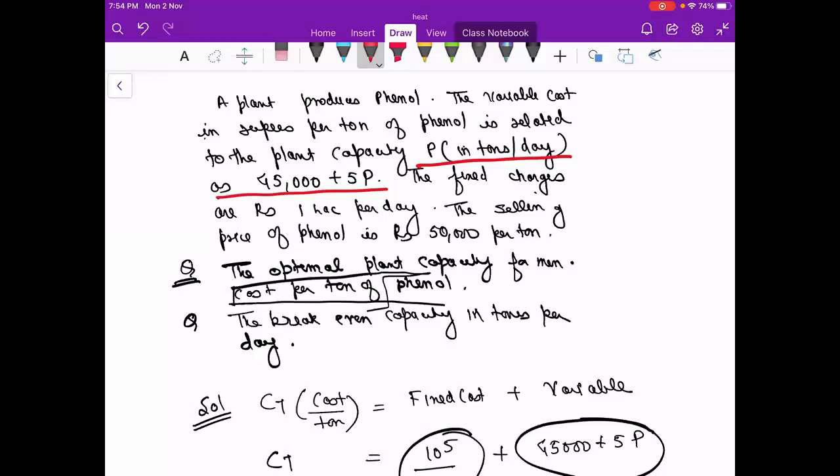Everyone is comfortable now? Yes or no? Everyone is comfortable with the optimization point and the break even point? Just write in the chat section yes or no.